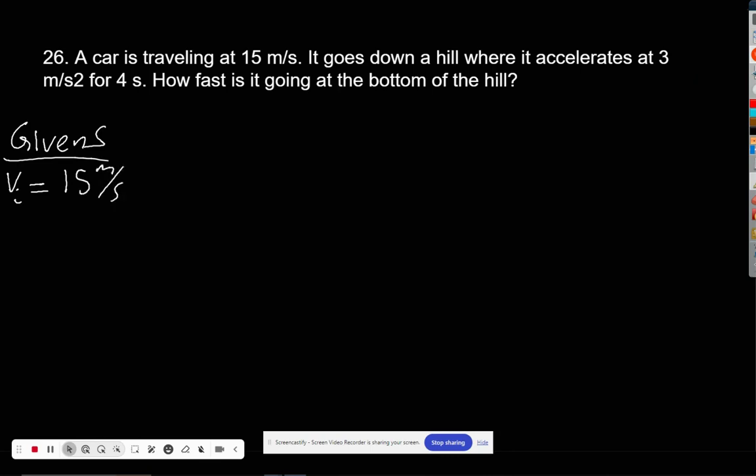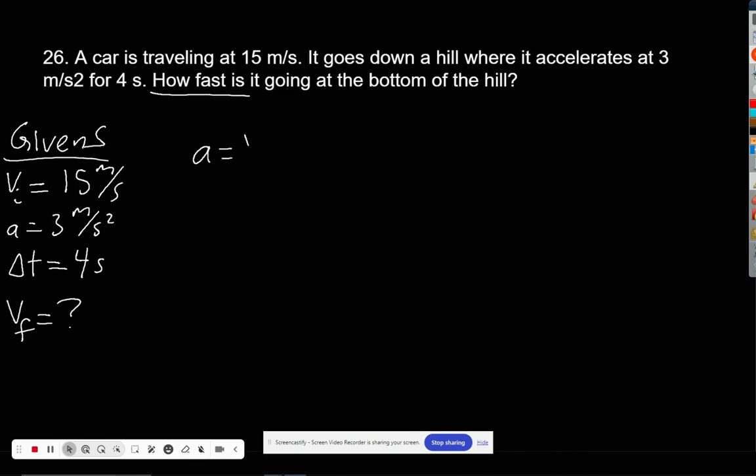It goes down a hill where it accelerates at 3 meters per second squared. Acceleration, 3 meters per second squared, for 4 seconds. It's going to be accelerating for 4 seconds. So that's my time. And then how fast is it going at the end, at the bottom of the hill? We're looking for final velocity. So we've got acceleration, time, and 2 different velocities. Luckily, we have an equation that has those 4 things and only those 4 things. That being the mathematical definition of acceleration. So we could start there.